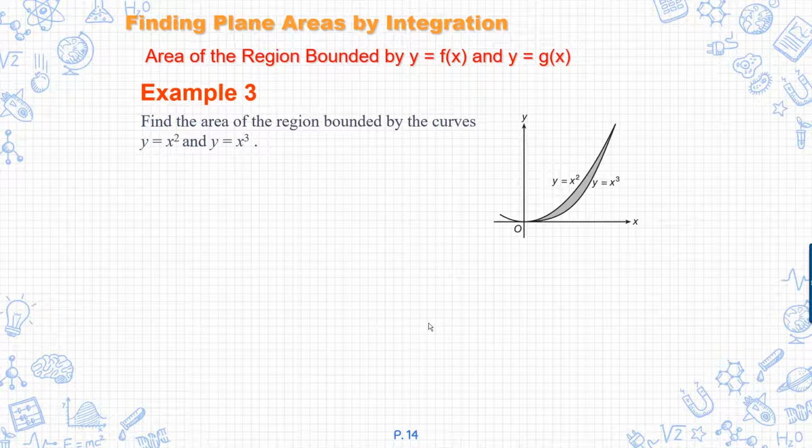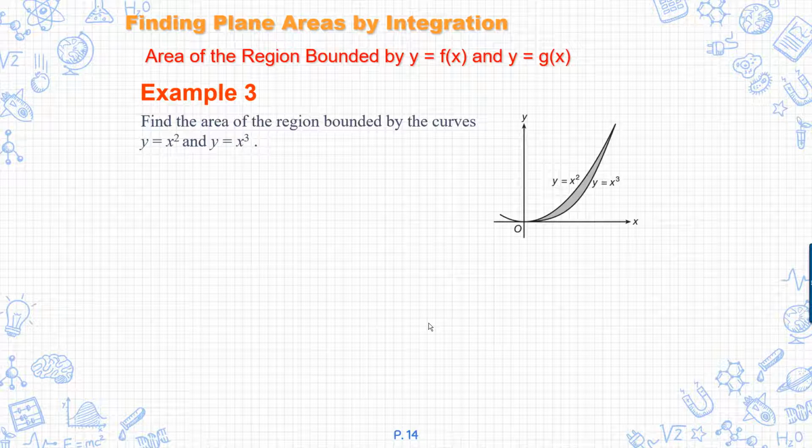The question is, find the area of the region bounded by the curve y is equal to x square and y is equal to x cube. We have drawn the two functions here. You can see y is equal to x square is moving faster between this interval of 0 to 1 as compared to y is equal to x cube. That means y is equal to x square is lying above y is equal to x cube, especially when x lies between 0 to 1.